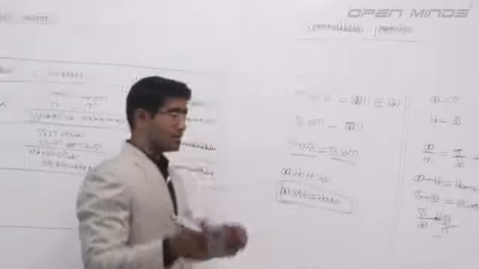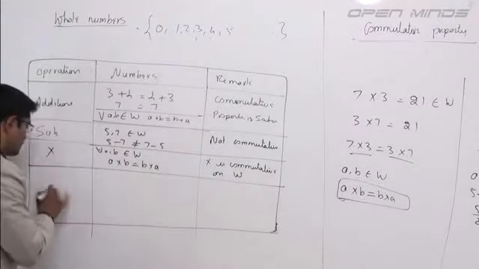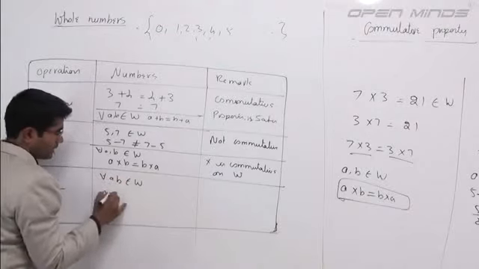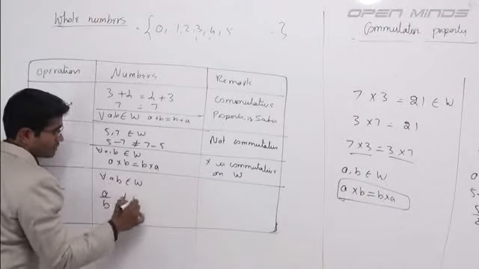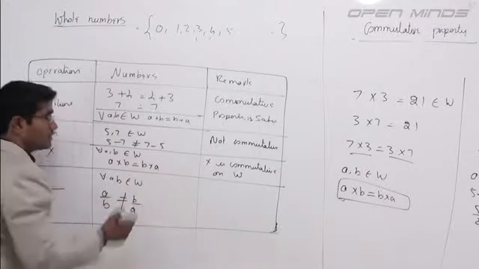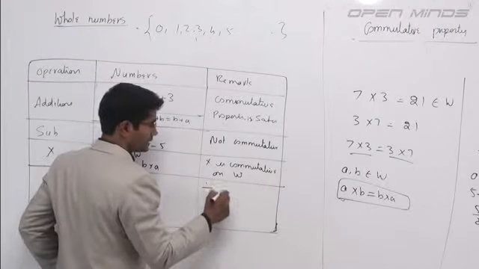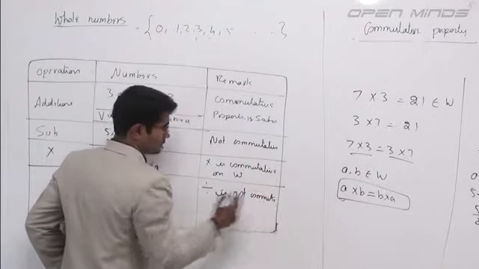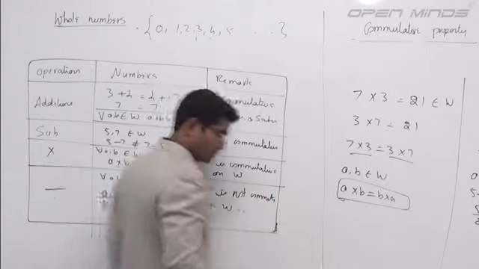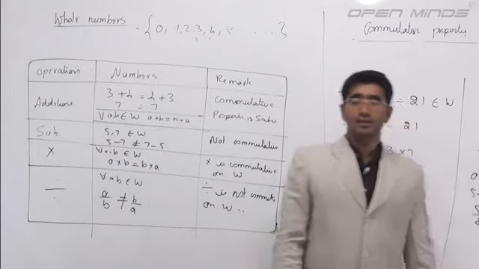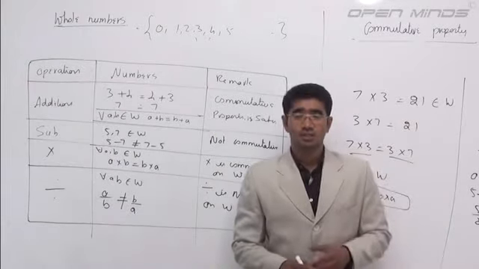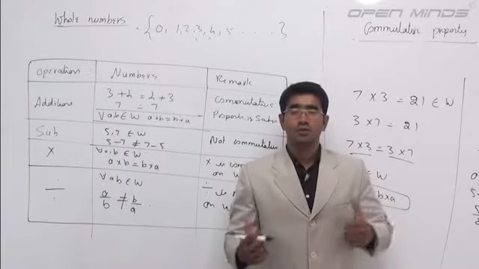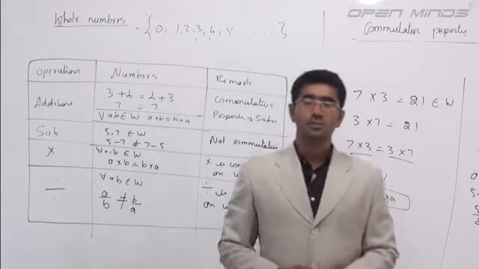So I can say again that when I talk about division, for all A and B which belong to whole numbers, A divided by B would not be equal to B divided by A. So division is not commutative on whole numbers. It's all a simple argument, and with a little common sense, if you know what numbers are and what exactly the commutative law and property are, you can fill this up very easily. So let's go with the next video and see how it works.